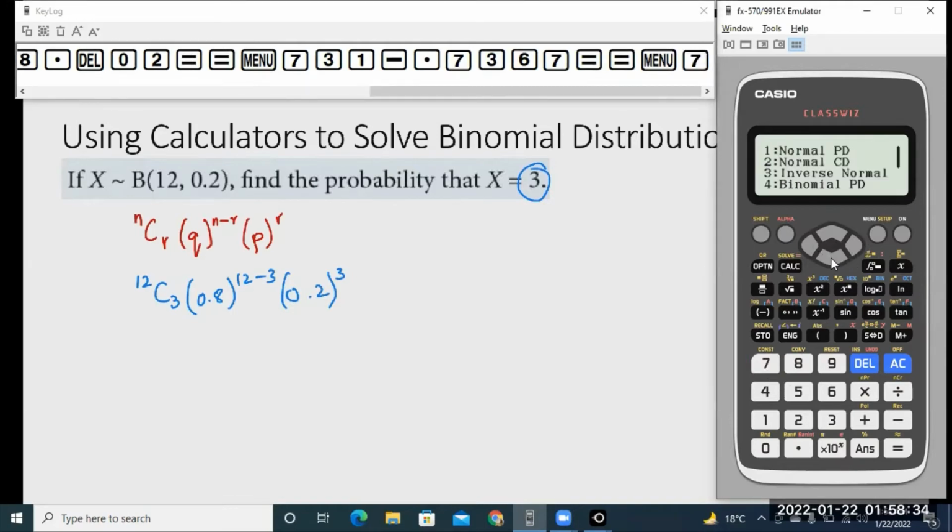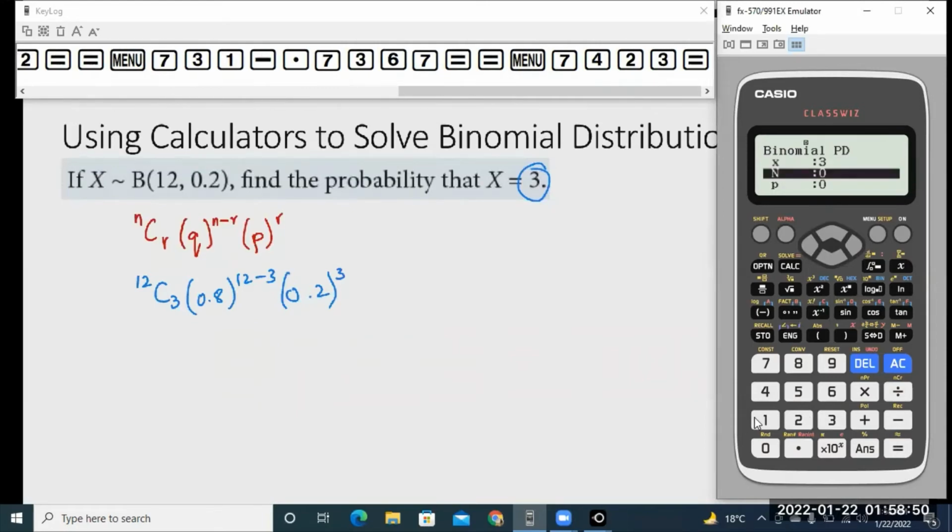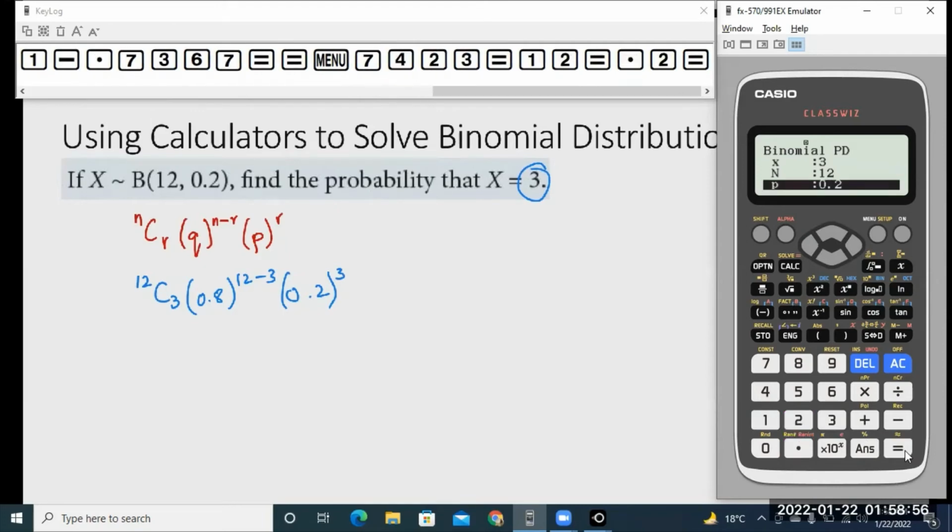So what you do is you can go to binomial probability distribution, and since you just want to calculate one of these, you can just say variable. You put in your value for x, that's the probability that I'm trying to calculate. My n is 12 and p is 0.2, and the calculator can do the computations on its own.